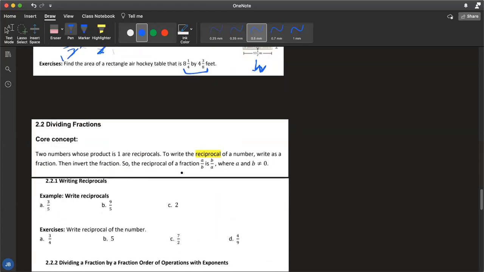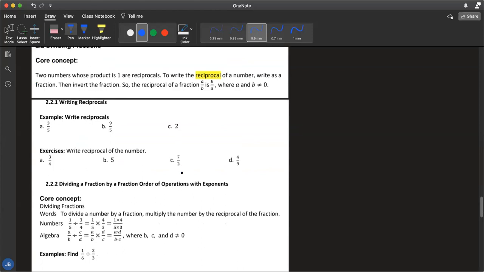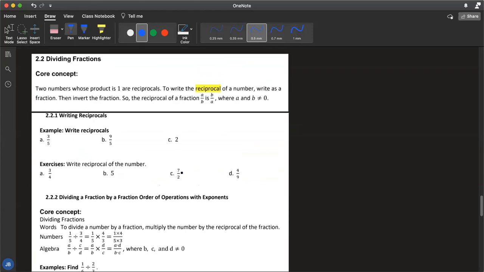So now when we divide by fractions, our core concept: two numbers whose product is 1 are reciprocals. To write the reciprocal of a number, write it as a fraction, then invert the fraction. So the reciprocal of a fraction a over b is b over a. A or b cannot be 0. Did you have a question, Jerry?